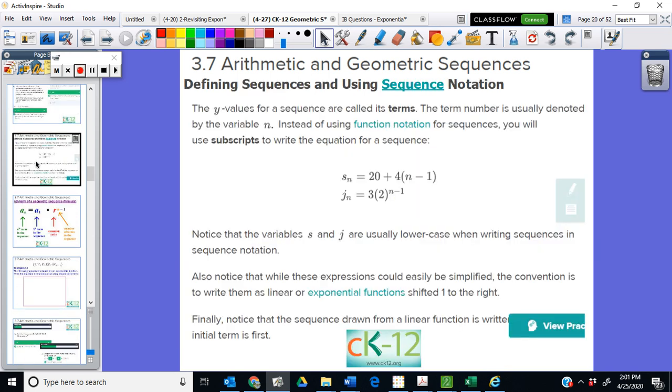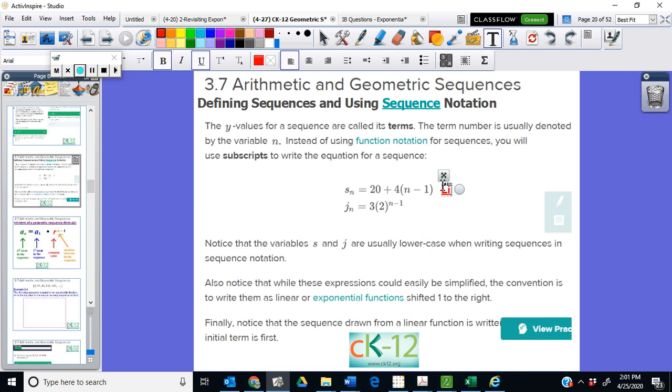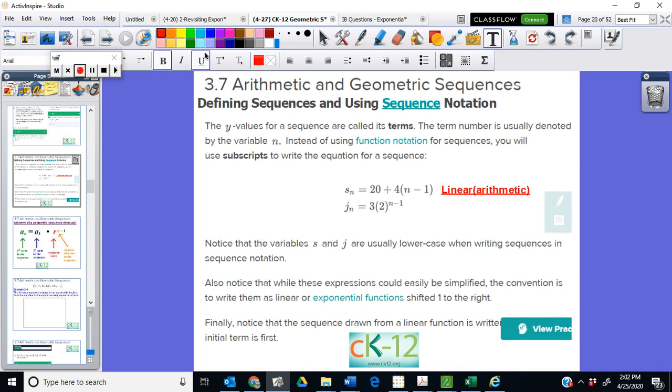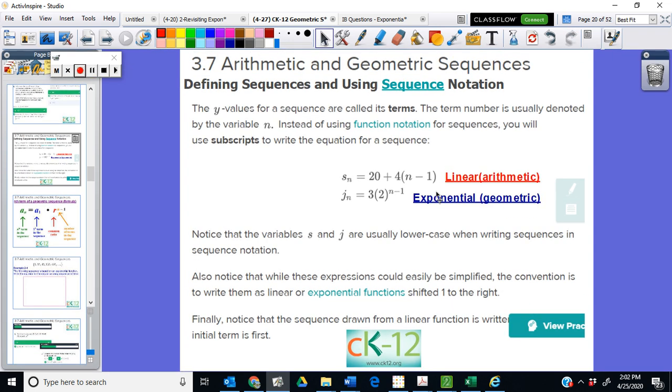Here is how we define sequences. Remember, this is linear right here, also known as arithmetic sequence. And then the second one we know as exponential, which is a geometric sequence. So let's focus on the geometric sequence for a moment.